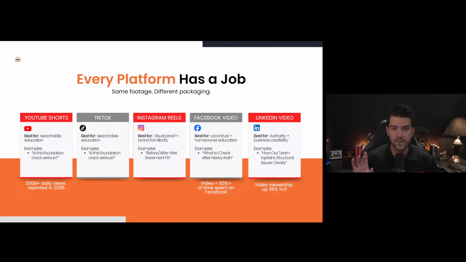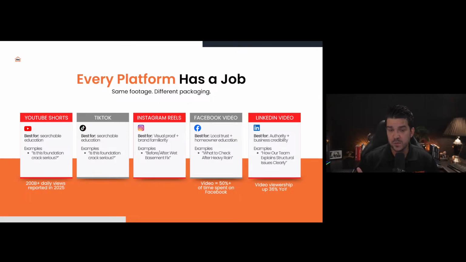Instagram Reels are strong for visual proof and branding familiarity. Good lighting, clear footage, strong on-screen text, and clear before and after visuals matter a lot here. This is a good place to show job site footage, quick walkthroughs, process clips, or testimonial snippets.